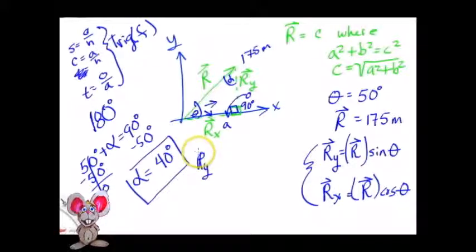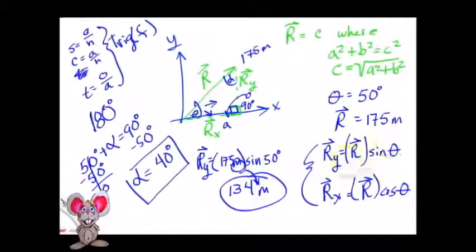So we have r sub y is equal to 175 meters times sine 50 degrees, which comes out to 134 meters. There's our meters, right? That's our unit of measure, right? So that's the magnitude of this guy right here, 134 meters.